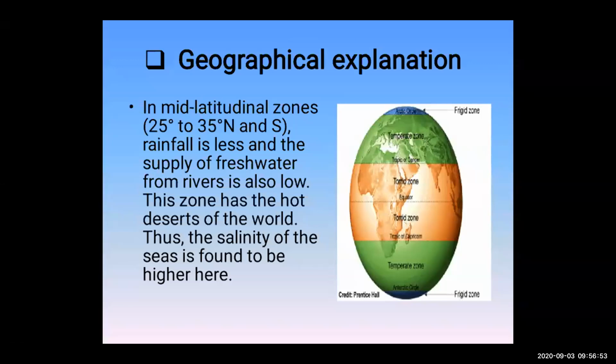Here the rainfall is less and the supply of fresh water from rivers is also low. This zone has the hot deserts of the world. Thus, the salinity of the seas is found to be higher here. Why is the salinity higher here? Because the rainfall is less in this region, so the supply of fresh water is less.